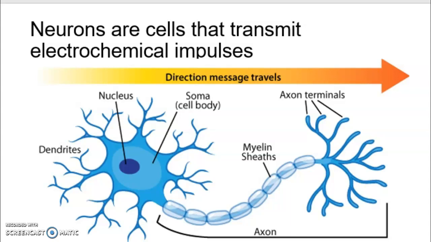So, to begin, what are neurons? Neurons are sometimes referred to as nerve cells. These are the cells in the nervous system, and they're designed to carry electrochemical impulses in one direction, from the cell body, or the soma, toward the terminals of the axon. So let's talk a bit about the structure of your typical neuron.